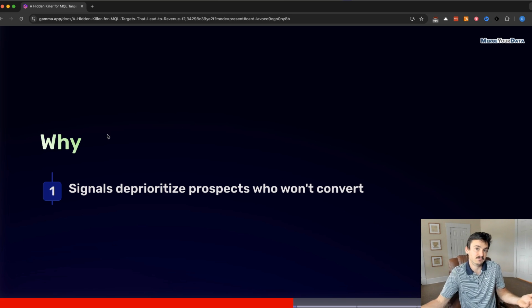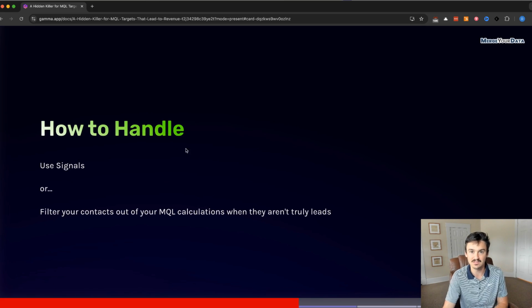You still should solve it, just so you're operating from a consistent and accurate point of definitions of your lifecycle stages, but it won't cause problems if you're using signals. If you're using attribution, it's going to be a problem. It's why attribution is only one component of a signal. So how to handle it: use signals, or filter contacts out of your MQL calculations when they aren't truly leads.